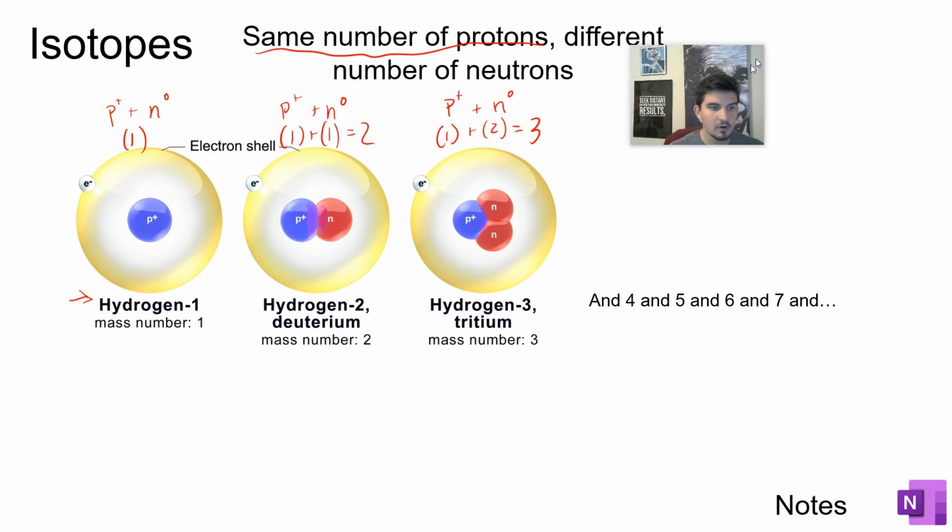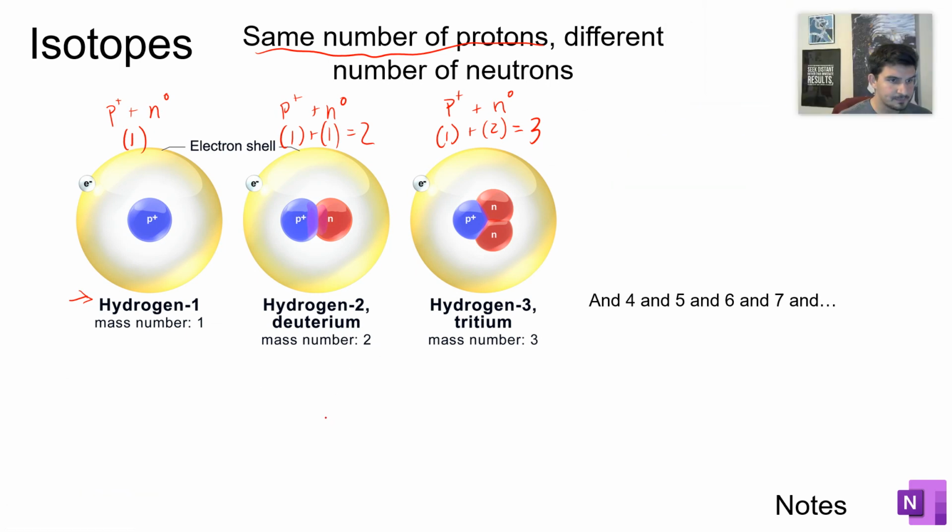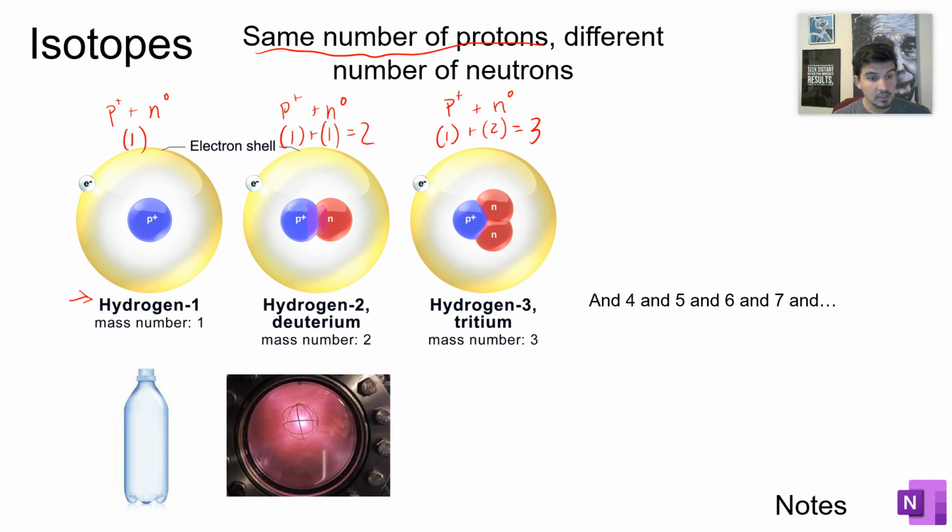So why do we care about all these different hydrogens? Well, hydrogen 1, this is a picture of hydrogen 1 in a bottle. It's just gas. You can't even see it. Okay, this is the stuff that's all around you. Wave your hand through the air and you're swatting around hydrogen 1 right now. Hydrogen 2 is actually used in nuclear reactors. And when it's highly charged, you can get this cool pinkish glow inside of it. This is also referred to as heavy hydrogen. It's called heavy hydrogen because it's just like the regular hydrogen, but it's a little bit heavier.